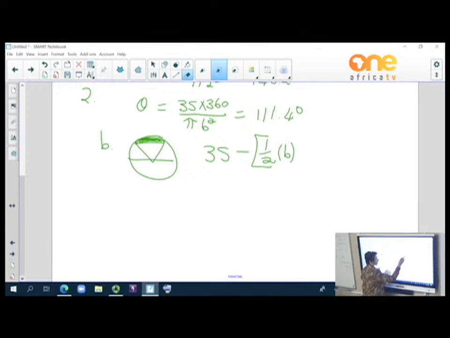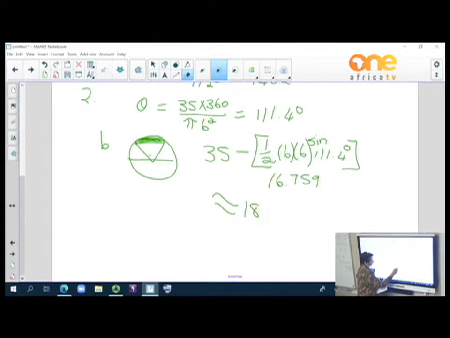So it is then 6 times 6. And what is the angle, this angle that we have here? 111.4 degrees. Yeah, sine, sorry. And then actually we should use the unrounded information also here. You must use that, otherwise your final answers will be wrong. So if we subtract it, this one gives you 16.759 to be precise. Final answer is then 18.2, and that is square centimeters because it's area there.